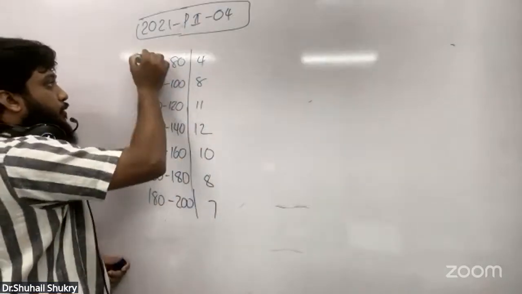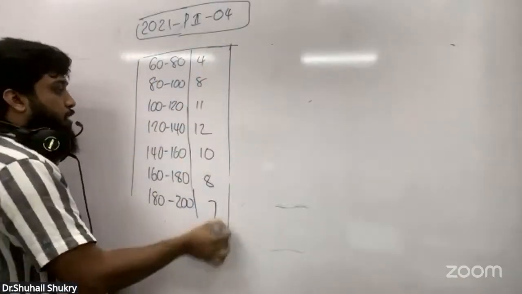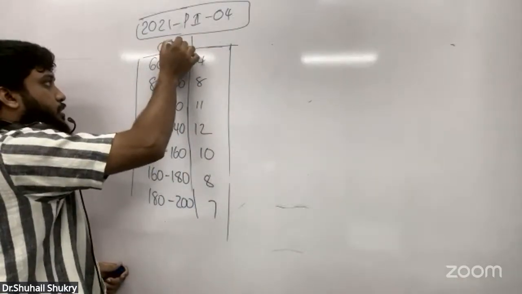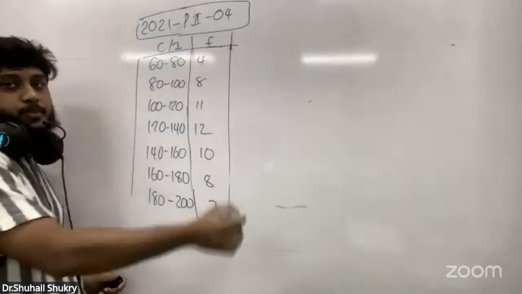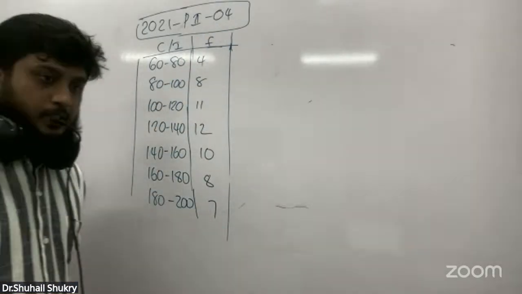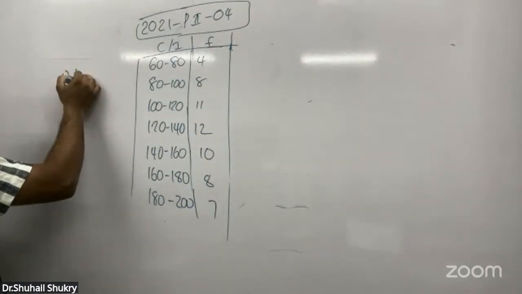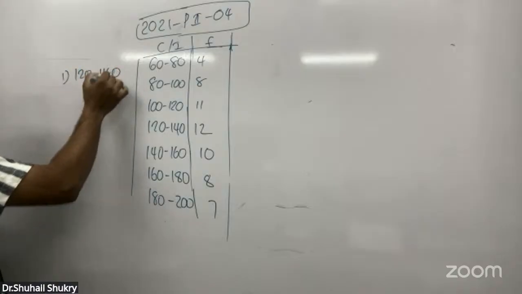Right? Now we have got this information. They have given this table. This is known as the class interval. This is known as the frequency. So first question they have asked the modal class. Modal class is the class interval with the highest frequency. So the first answer is 120 to 140.